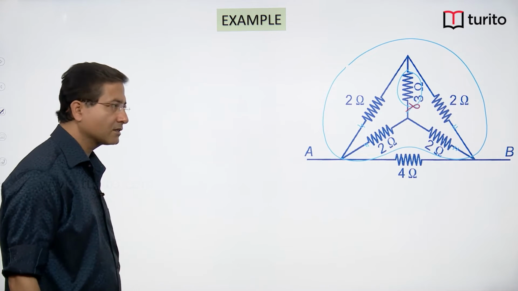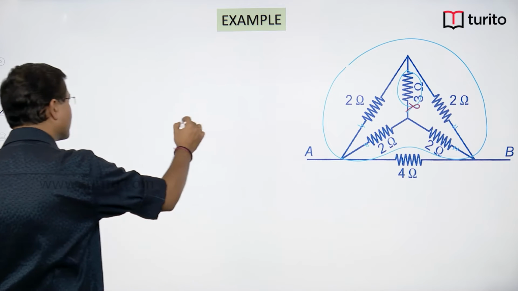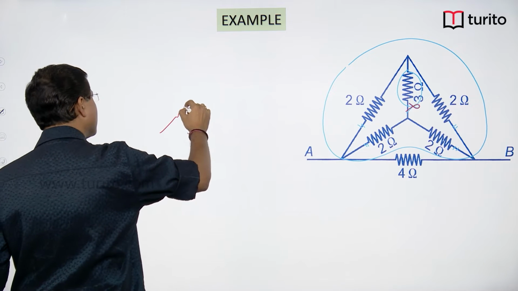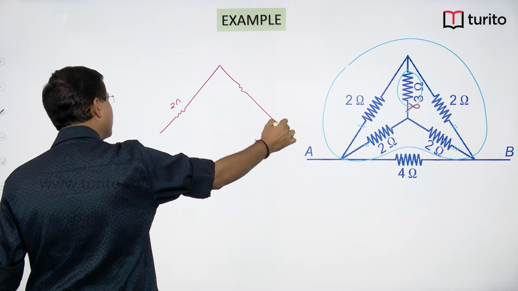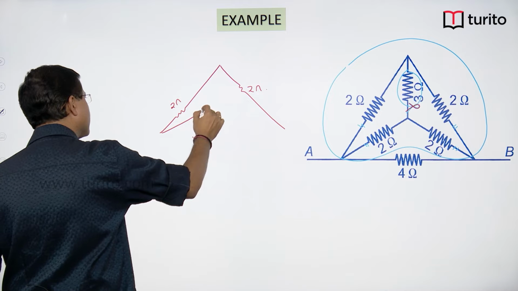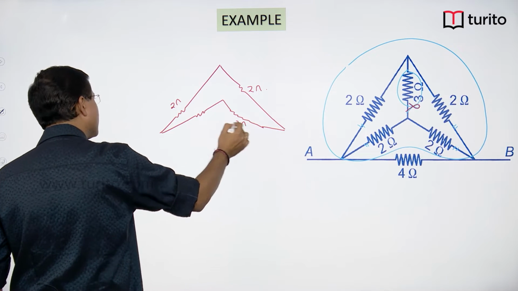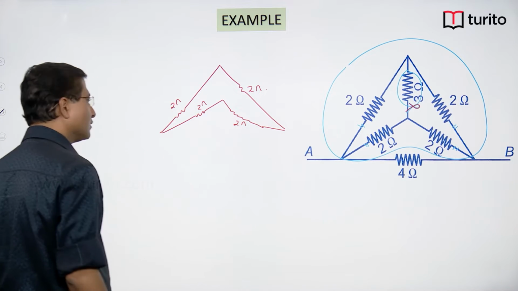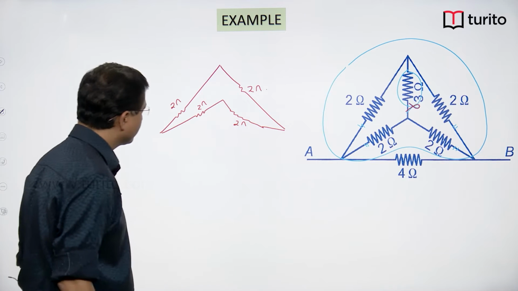If I remove this resistor and redraw the circuit, what I can see is this 2 ohm and this 2 ohm, and then 1 2 ohm here, and then in the last we have 4 ohm.